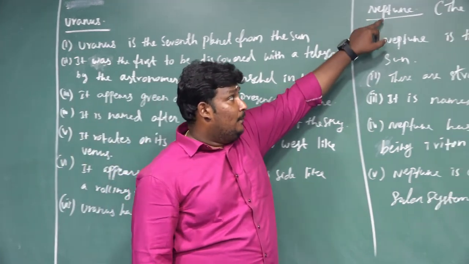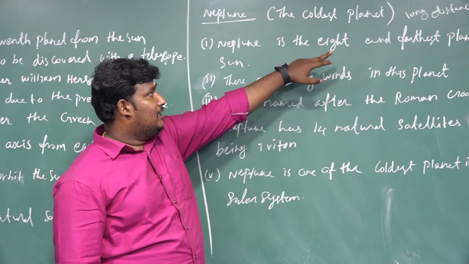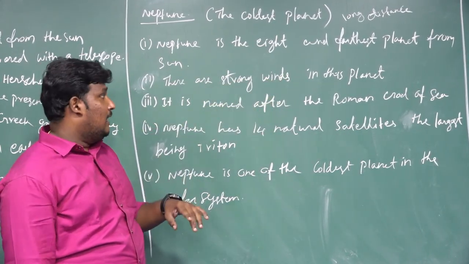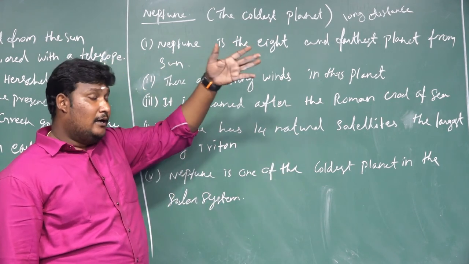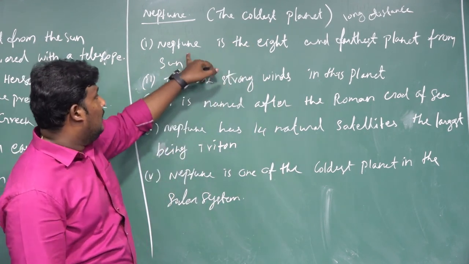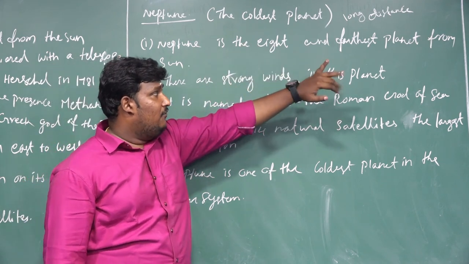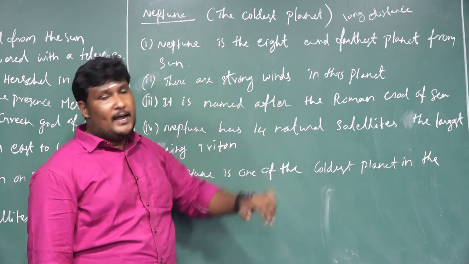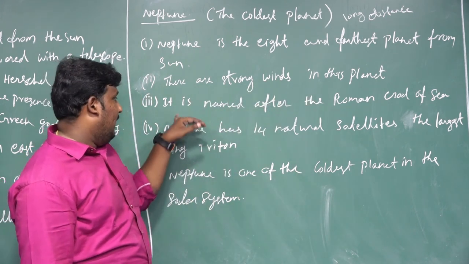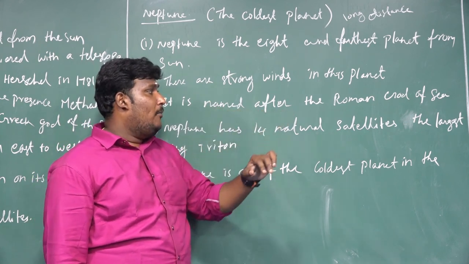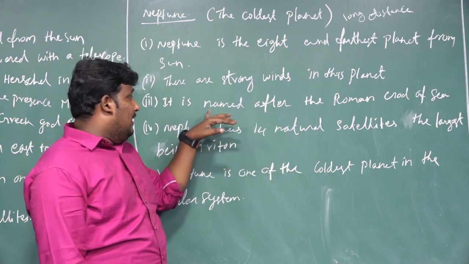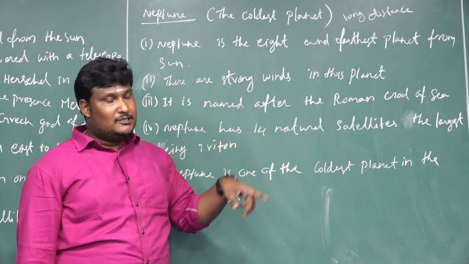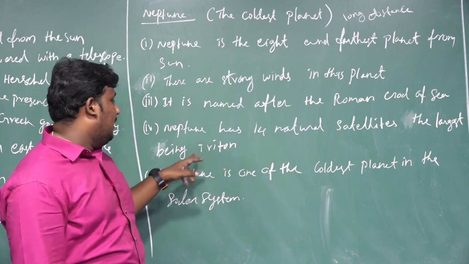Next one is Neptune, the coldest planet. Neptune is the 8th and farthest planet from the Sun. Farthest means a very long distance. There are strong winds on the planet. It is named after the Roman god of the sea. Neptune has 14 natural satellites, the largest being Triton.